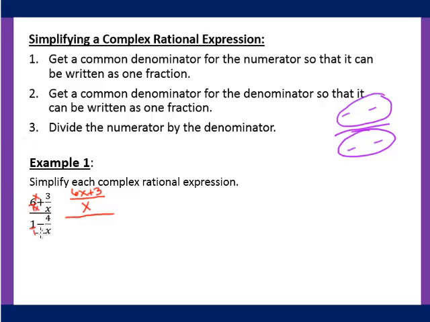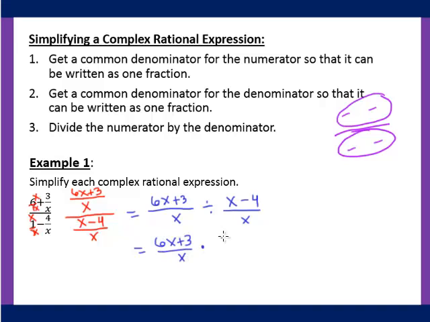Similarly, on the bottom, we need a common denominator again of x, so we multiply the top and the bottom by x, which, since it was 1, makes it x over x. So we combine our numerators, and that gives us x minus 4 over x. So what's happening here is that we have 6x plus 3 over x, and we are dividing it by x minus 4 over x.